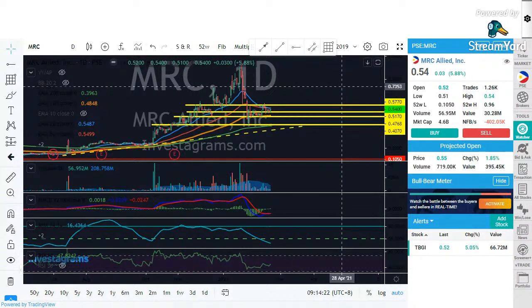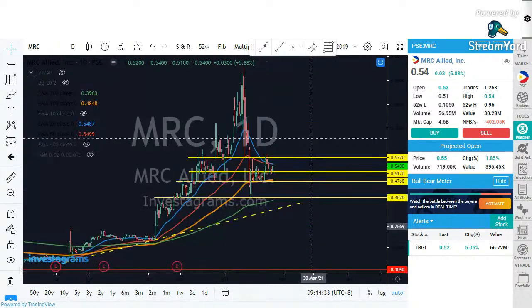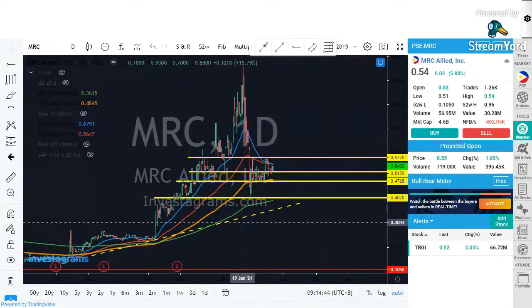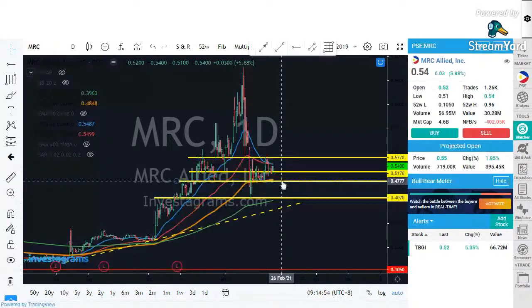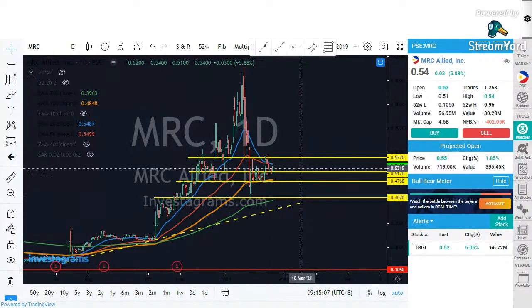So for me, my general opinion for MRC, still I will wait if the price will go up above all the exponential moving averages. And this is the time I need to see if there is a pattern created in this area. Because still it is in the corrective trend and adjustment because it is below the exponential moving average 50 and 20. So if ever the price will go down, we need to always watch this incline support, this dotted line. But if you have a position now, just wait and hold.